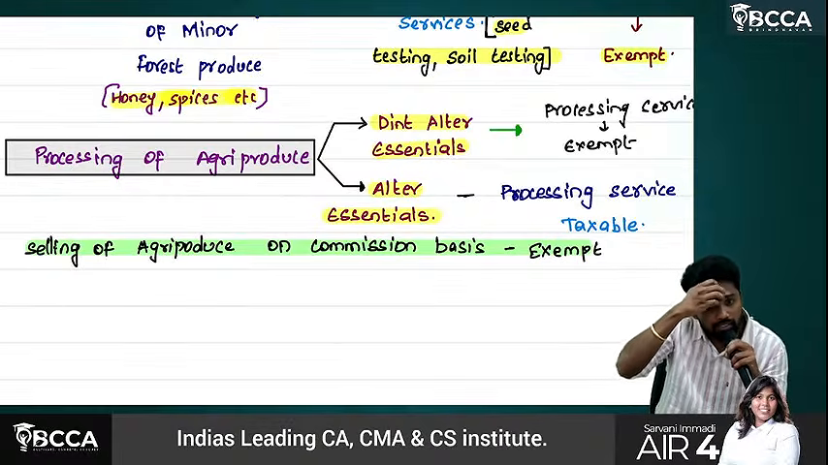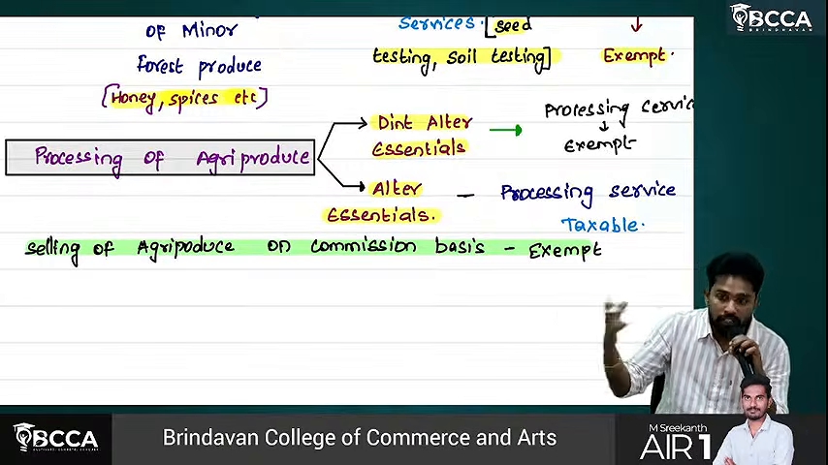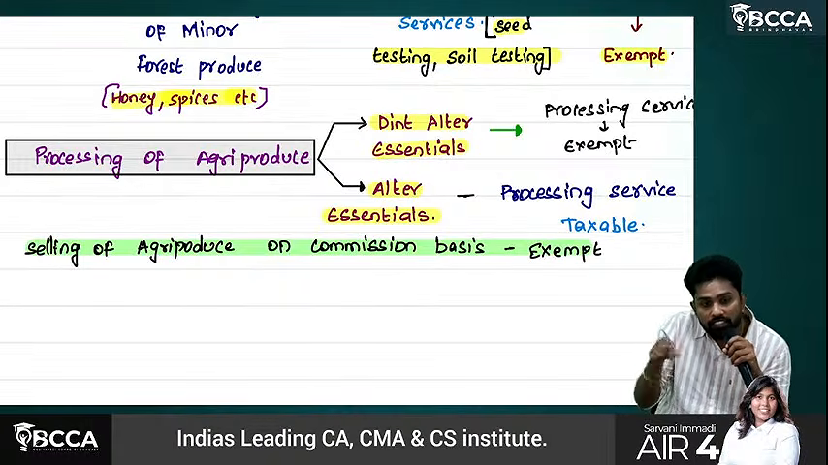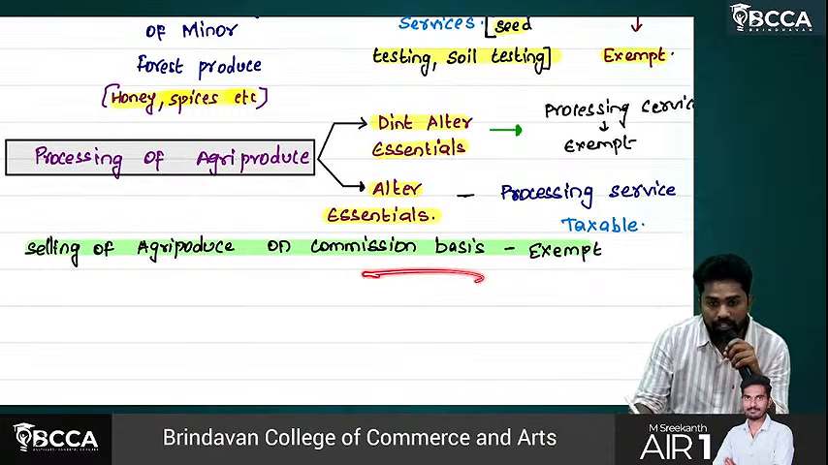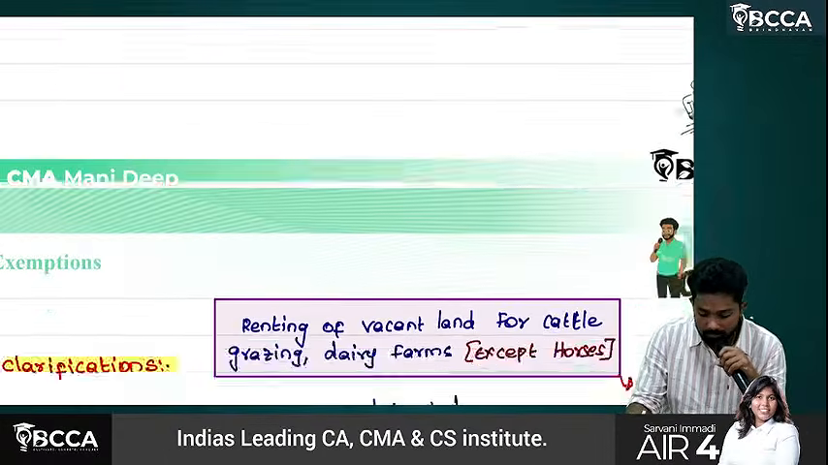Are you able to understand, sir? The probable people who want to buy the goods, he'll call them and they will come, look at those goods and then buy. Sir, why does this agent do all that? He'll get commission. So that commission is exempted. Sale of agri produce on commission basis is exempted.